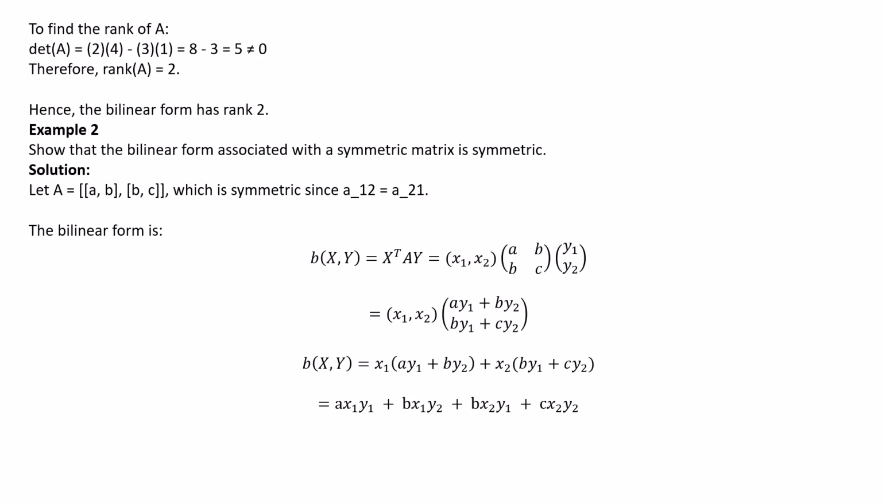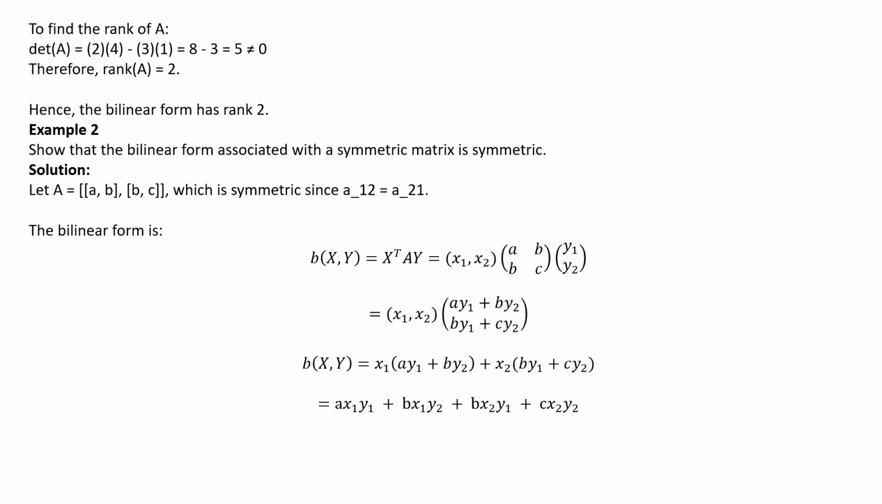To find the rank of that matrix, you find the determinant of that matrix. If the determinant is not equal to 0, like this one now, you have a 2 by 2 matrix. The only thing you can do is just to find the determinant, and the determinant is not equal to 0. So the rank of that matrix is 2, because it's a 2 by 2 matrix. That is, the determinant is not 0. So hence the binomial form is of rank 2.